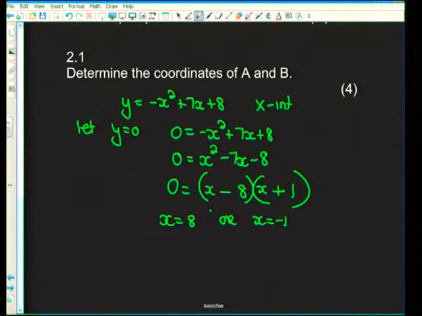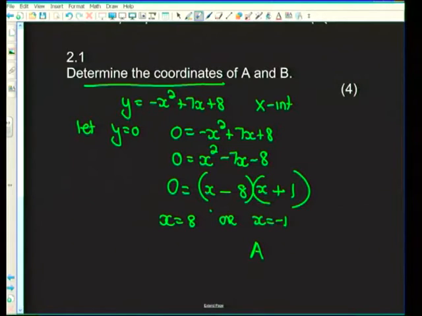Now, what did they ask me for? They asked me for the coordinates of A and B. So it's no good leaving the question at this stage because that's not going to help us at all. So what we have to do now is decide from the drawing which one's A and which one's B. The A one is the negative one and the B one's the positive one. So this coordinate would be 8, 0, and this one would be minus 1, 0.